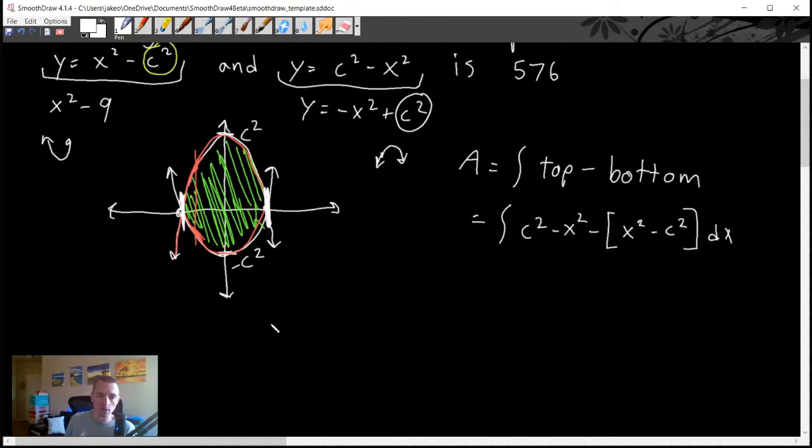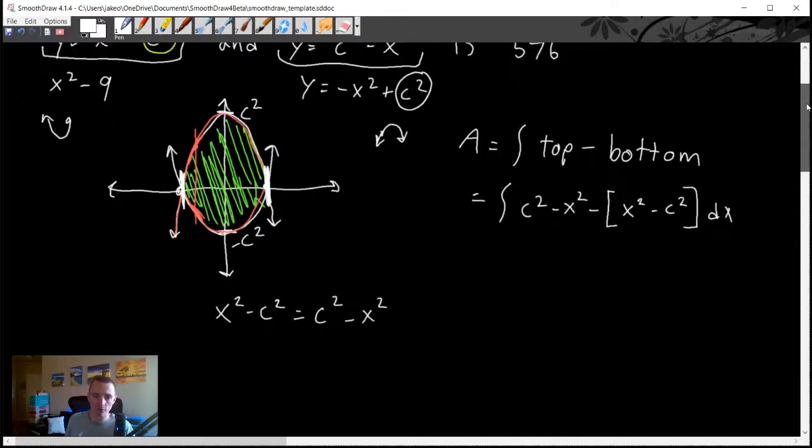So what we can do is take x squared minus c squared, which is one of our functions, and set it equal to c squared minus x squared, which is the other one. And then keep in mind, what these bounds need to be is x values. We're integrating this with respect to x. So these need to be x values. So we need to solve this equation for x. It's fine if our answer has c's in it, because we don't know what c is. We can't possibly say what number this is where these intersect with each other, but we can say what it is in terms of this unknown constant c. So we just need to take this equation and solve it for x.